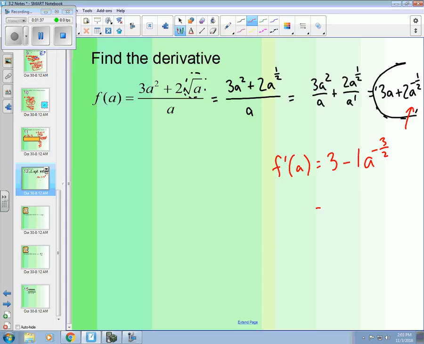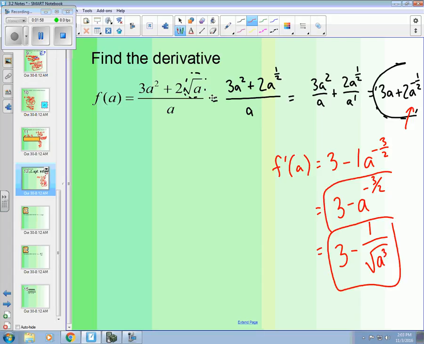And so it looks like the derivative would be 3 minus a to the negative 3/2 power, or another way of writing that would be 3 minus 1 over, now it would be a to the positive 3/2, or we could write that as the square root of a to the 3rd power. So either one of these would be an acceptable answer here. So sometimes there is a way to avoid doing quotient rule, and if you can, it's probably easier than having to go through quotient rule.